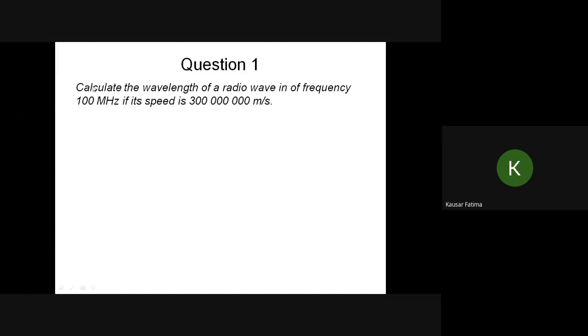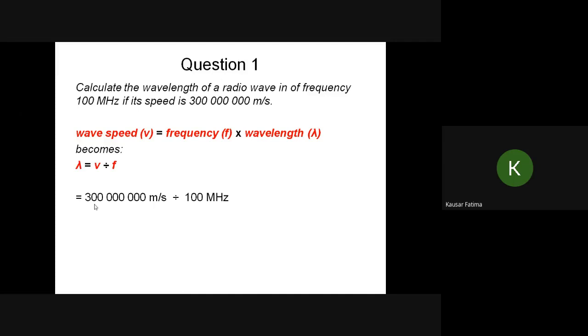Let's solve them. Calculate the wavelength of a radio wave with a frequency of 100 megahertz, and its speed is given. You remember the formula v = fλ, that relationship. So this will be used here. Lambda, wavelength, is measured in meters, frequency in hertz, and speed in meters per second. We have to calculate the wavelength, so lambda has to be made the subject. So λ = v / f.